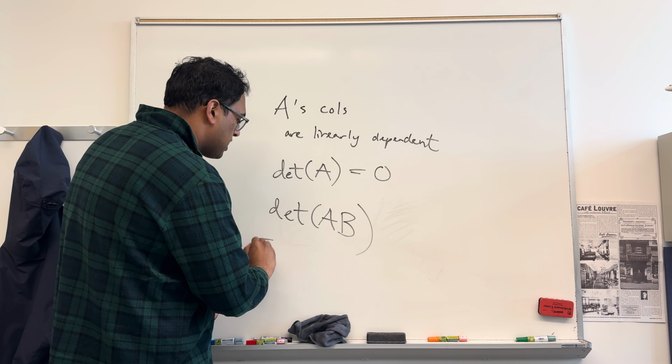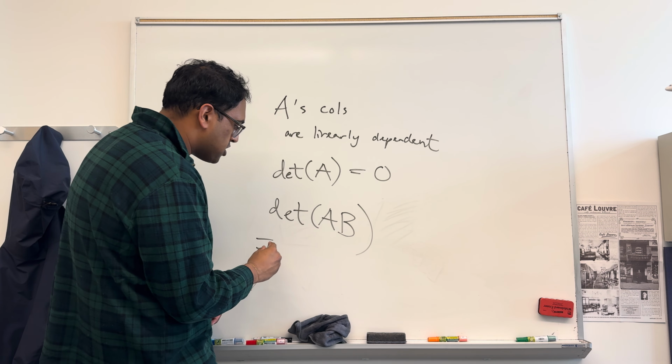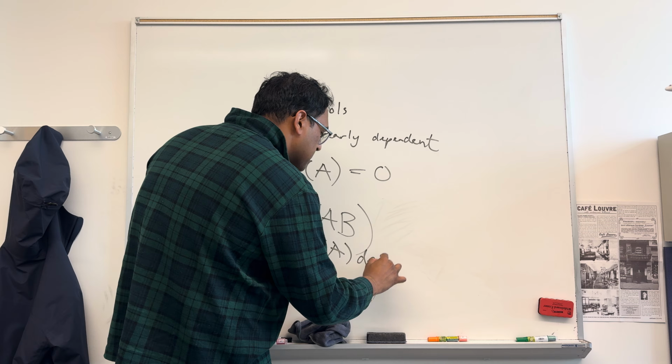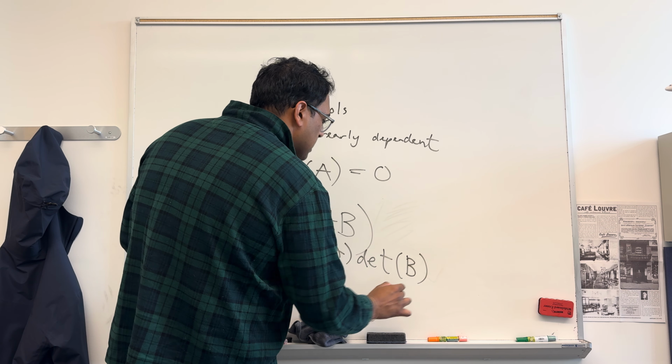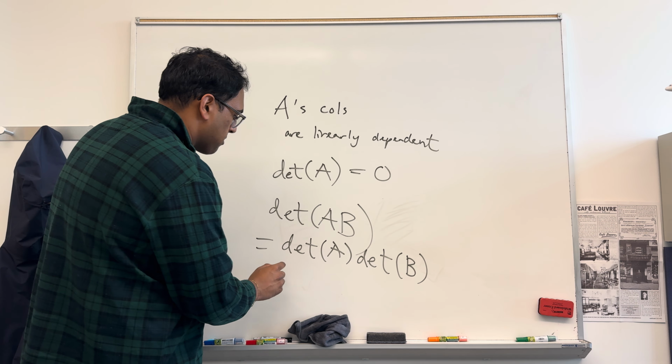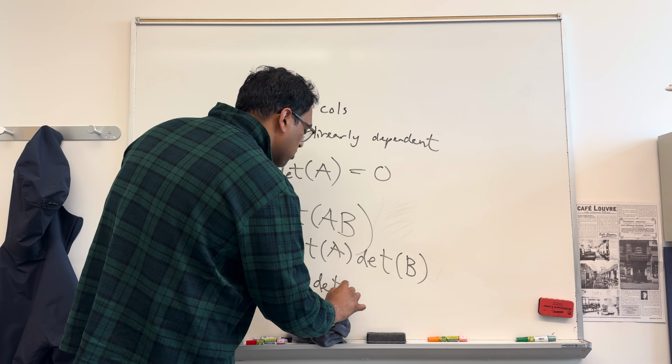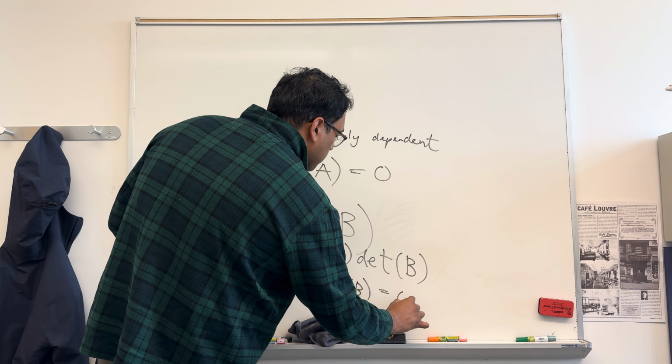Well, the key idea we're going to use here is the fact that the determinant of a product is equal to the product of determinants. That is, the determinant of AB is the determinant of A times the determinant of B, which means that this has to also be 0, no matter what the determinant of B is.